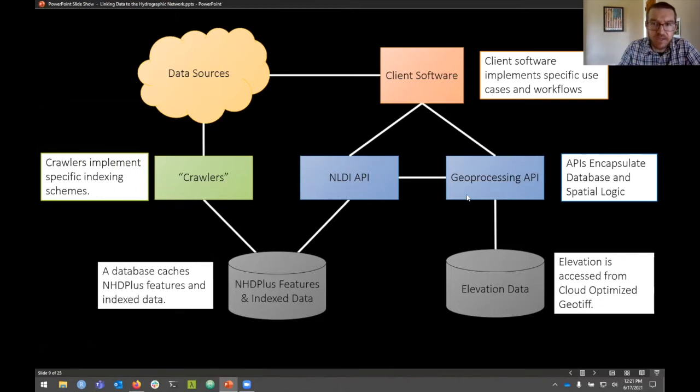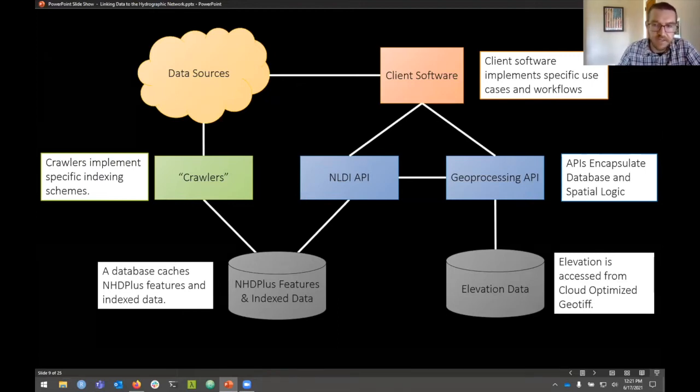And then the thing that we're working on right now that's going to be coming out in the next few months is a geoprocessing API that sits alongside the NLDI to do things like splitting catchments to precise locations. Say you wanted a drainage basin boundary to a very particular place, not just the nearest NHD plus catchment. It'll do that. It'll do a downslope trace if you wanted a raindrop trace down to the nearest intersection with the stream network.